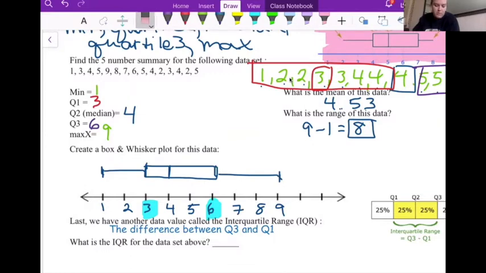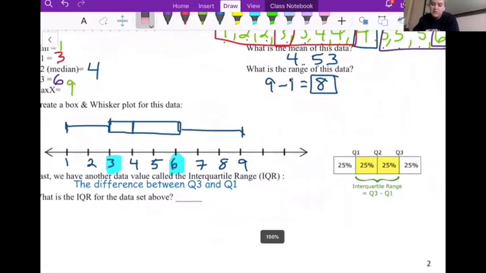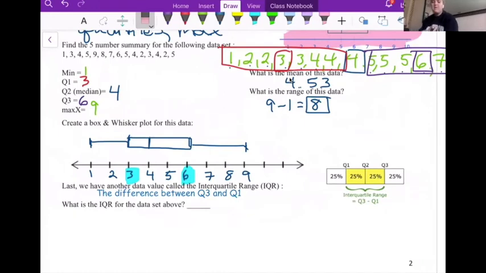And then we have one last value to talk about, and so that is our interquartile range. And so basically 50% of our data falls between Q1 and Q3. And so if we find the difference between Q1 and Q3, that is our interquartile range. And so for this data here, if we take 6 minus 3, so Q3 minus Q1, we get that IQR is 3.